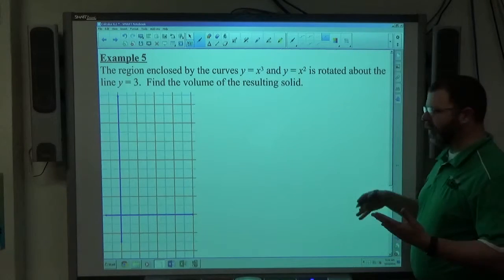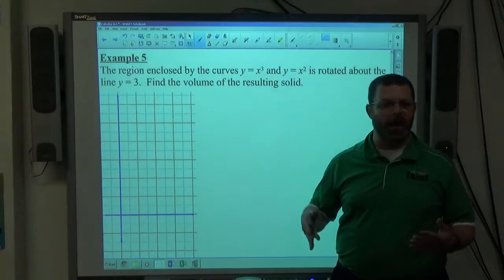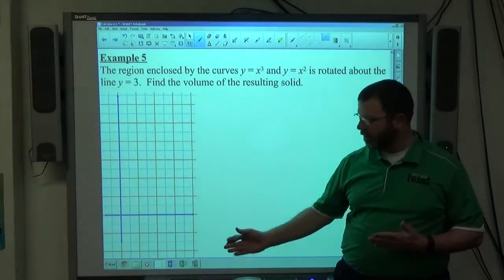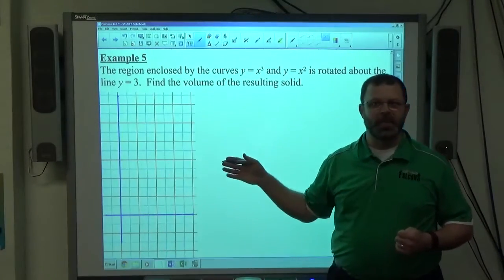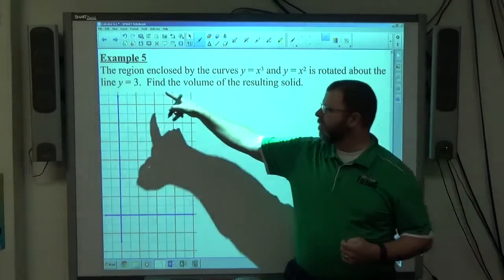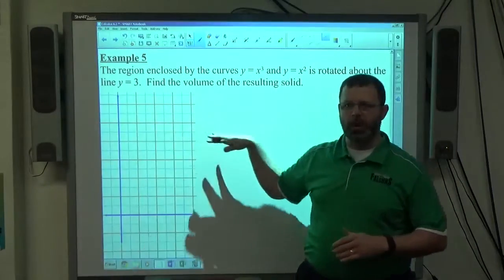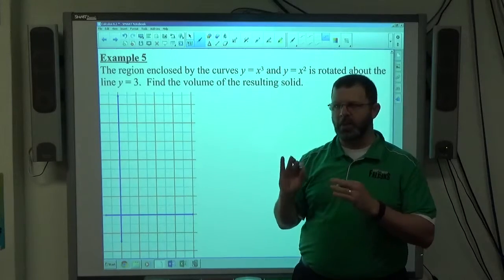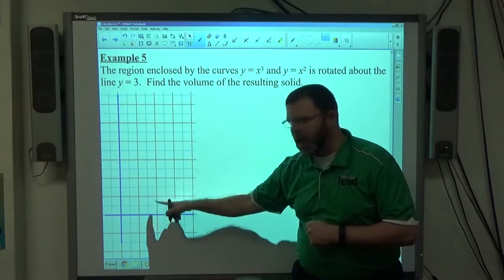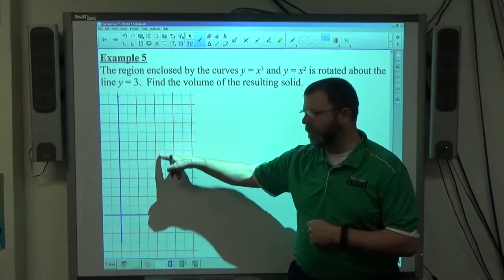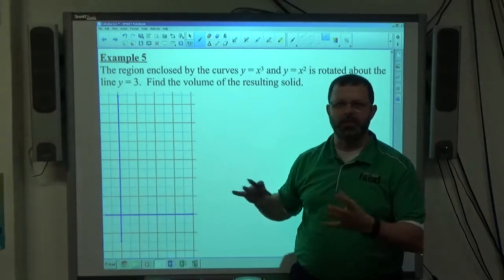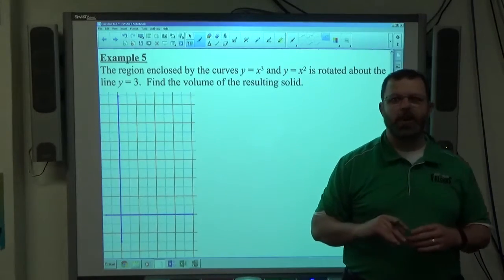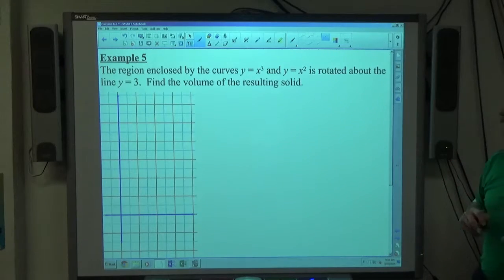So up till now we've been rotating around the x-axis and y-axis, and the radius has either been y or x, right? When you start rotating off the axis, so y equals 3 is a horizontal line, of course, it's going to create a radius based on the x or the y, in addition to the distance you are away from the x or y axis. So it's a little bit more creative in finding the radius. That's the only difference here.